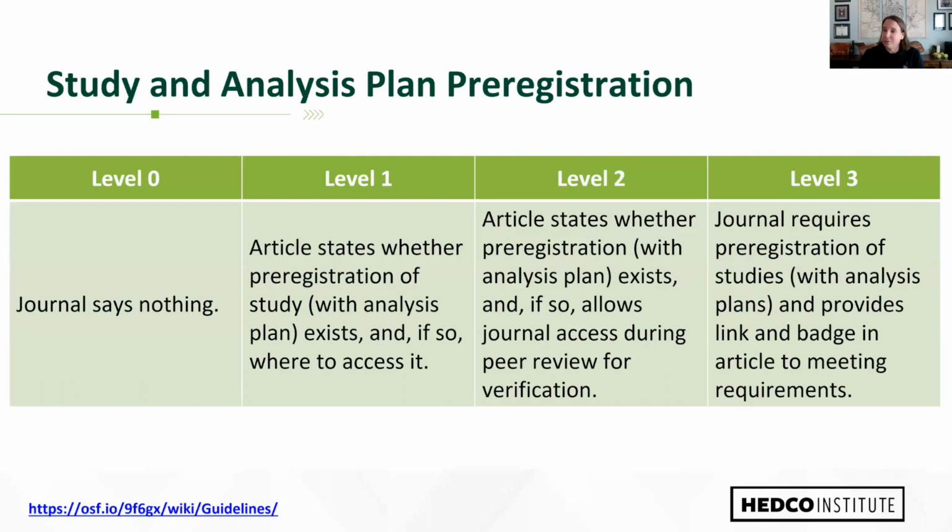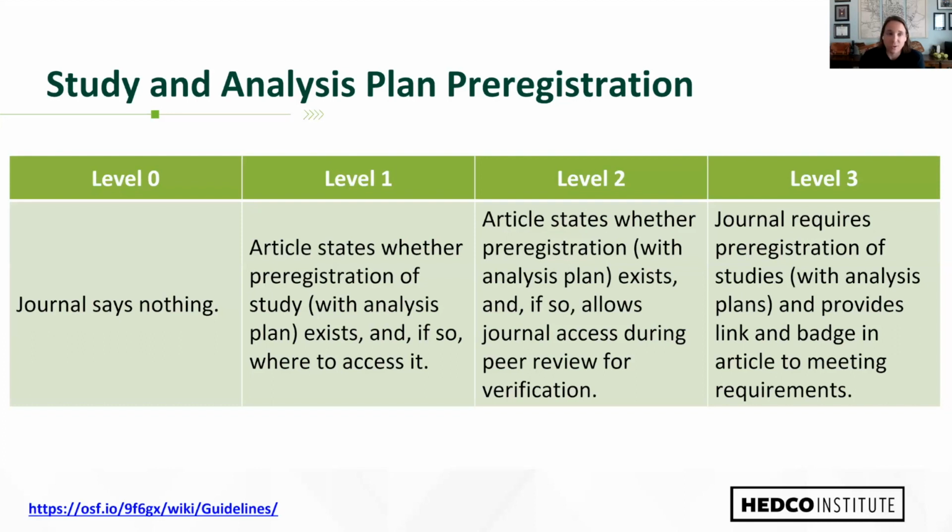So level 0, the journal says nothing. That would mean that you don't get any kind of credit or recognition from the top guidelines. Level 1 journals are those that require articles to state whether or not a study and an analysis plan have been registered, and if that registration exists, where to access it. So the permanent identifier, like a study registration number on clinicaltrials.gov, or perhaps even the link to the entry on clinicaltrials.gov.